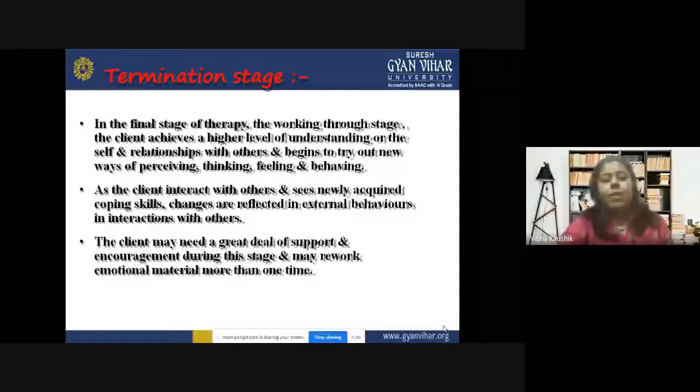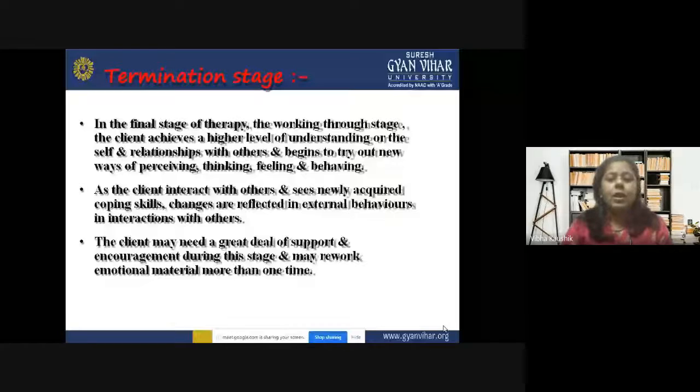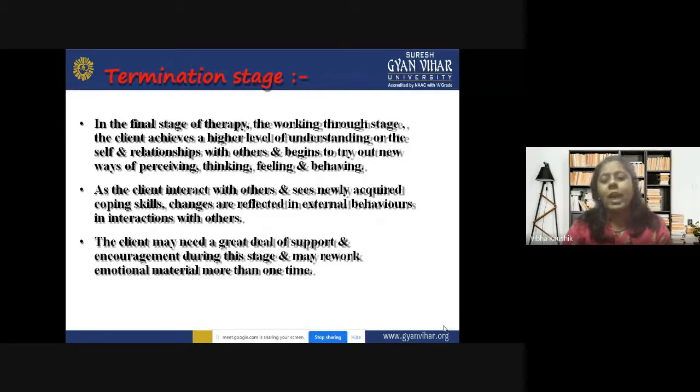Now the third stage is the termination stage. In the final stage of therapy, the working through stage, the client achieves a higher level of understanding of the self and relationships with others, and begins to try out new ways of perceiving, thinking, feeling, and behaving. He will try out new ways of looking at things.